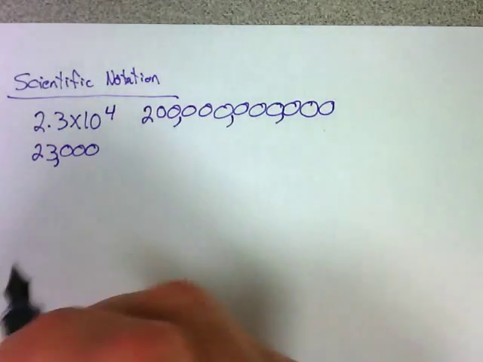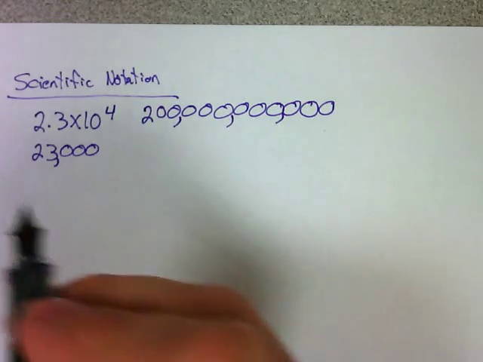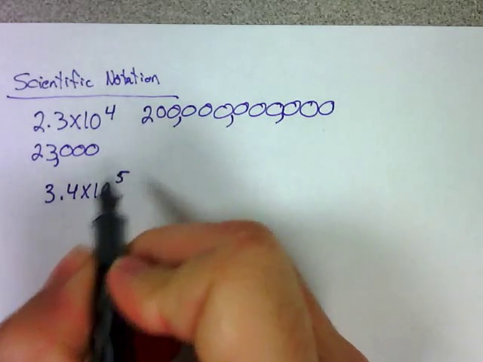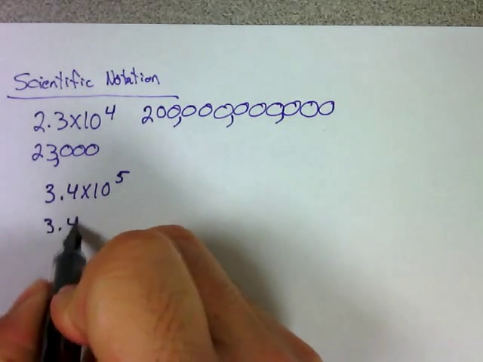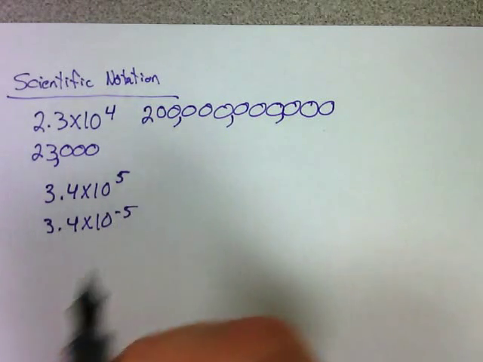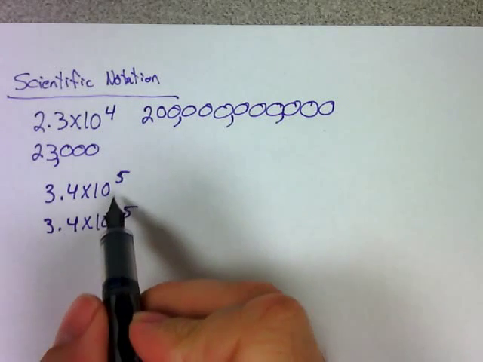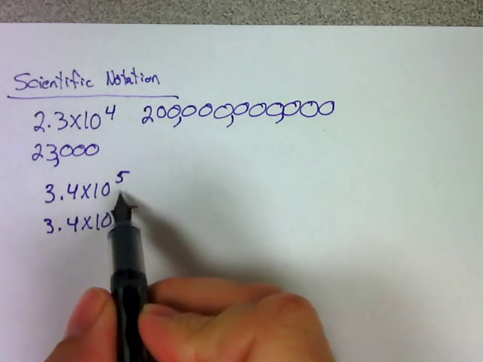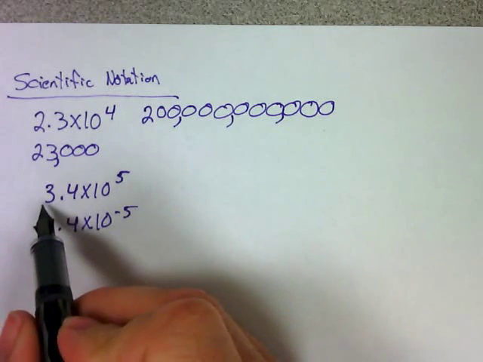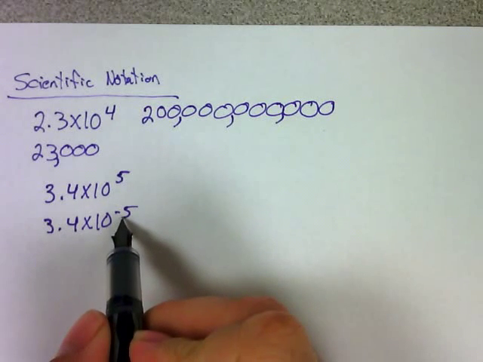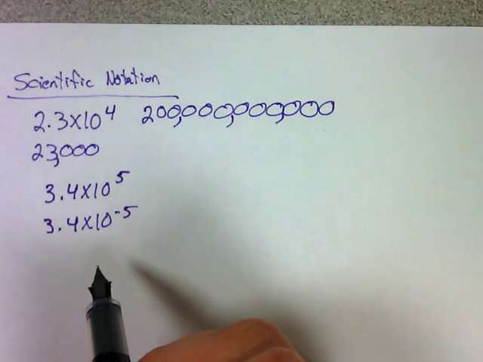Now with scientific notation, you can see it one of two ways. You can see 3.4 times 10 to the 5th, or you can see 3.4 times 10 to the negative 5th. And the difference is one of these is going to be a number bigger than 1, one of these is going to be a number smaller than 1. The way I've found best to teach this is when you look at the exponent that's positive, in this case, this top one, is going to be a number bigger than 1. An exponent that's negative, like this one, is going to be a number smaller than 1.